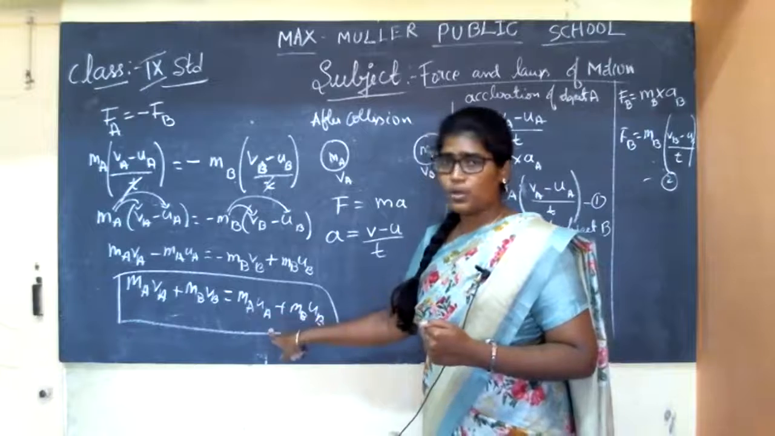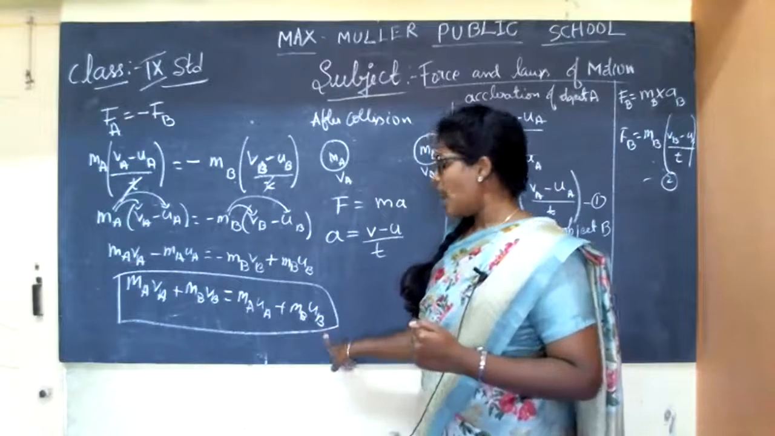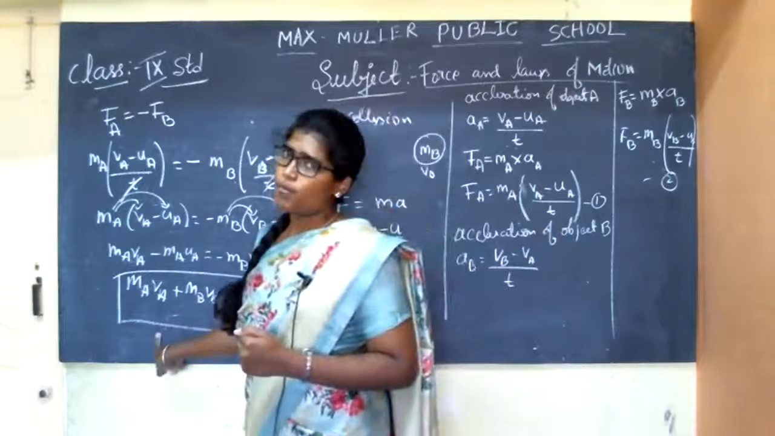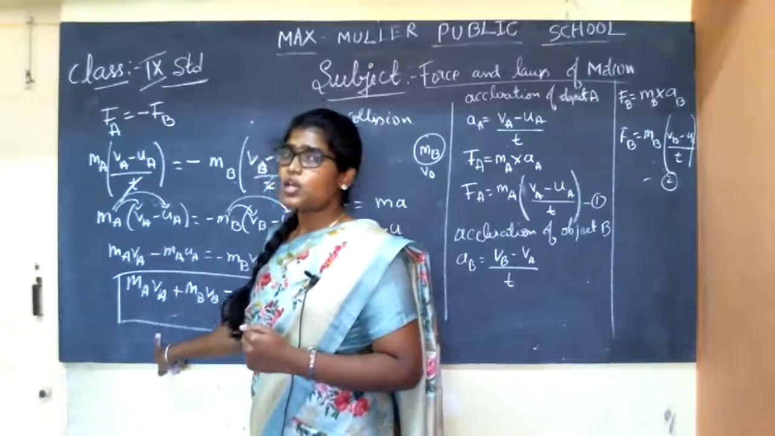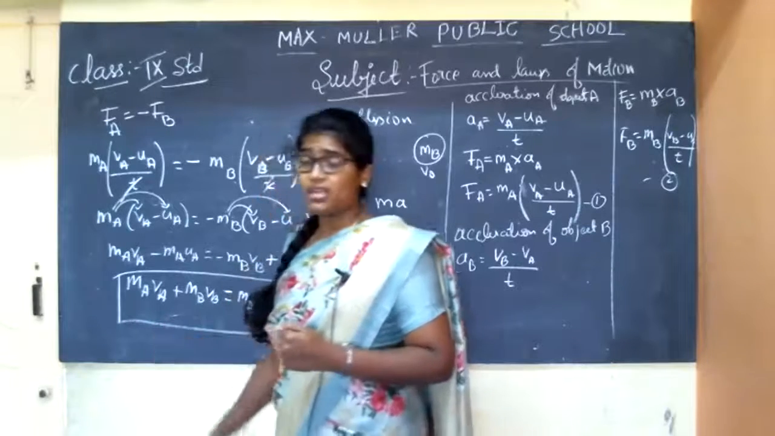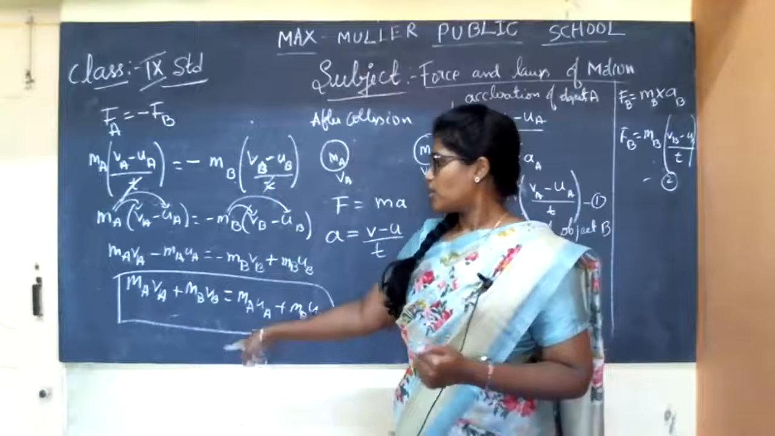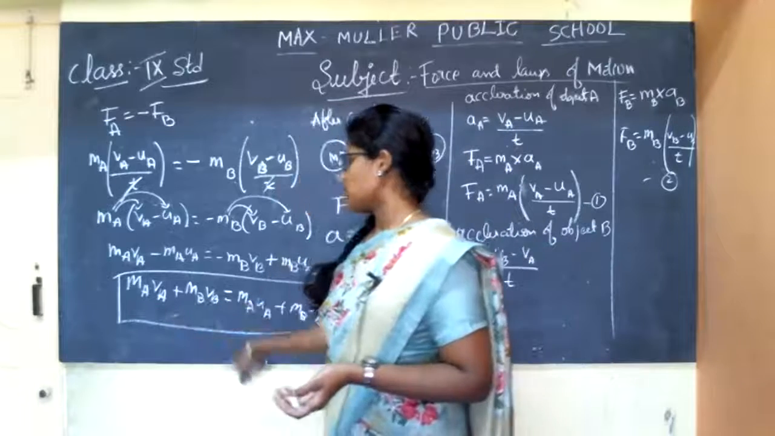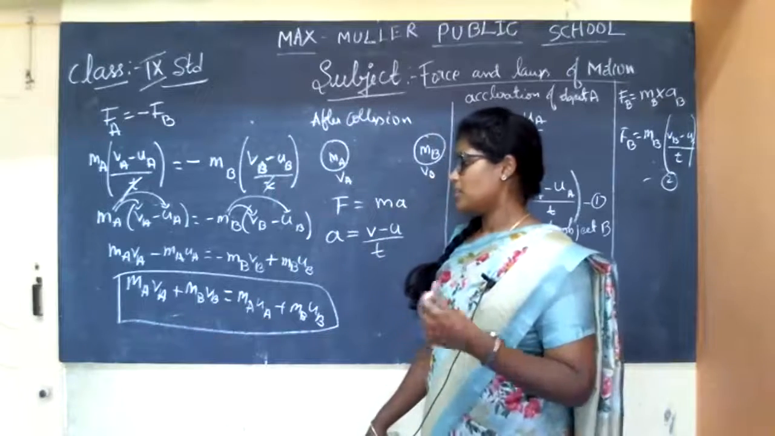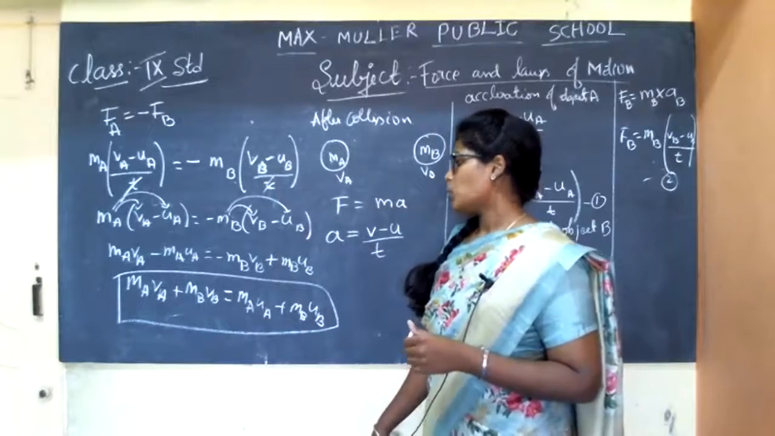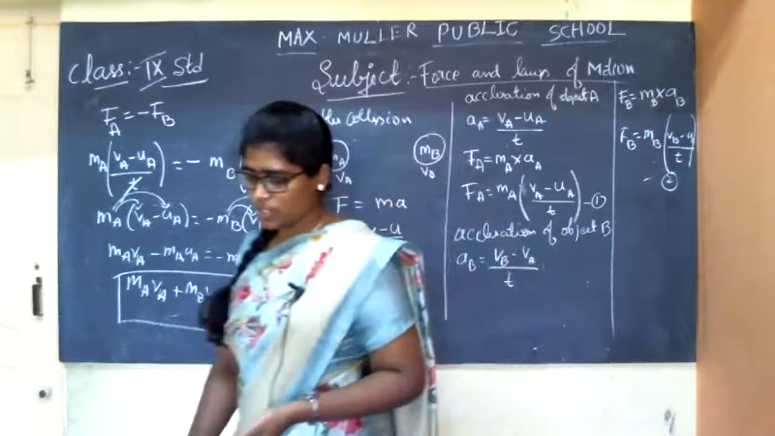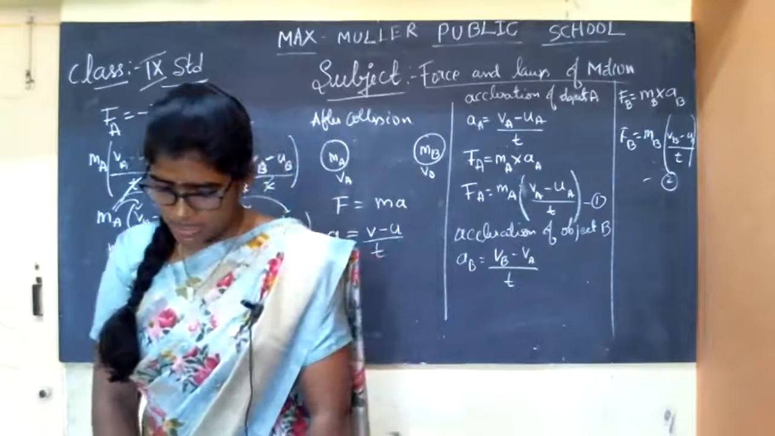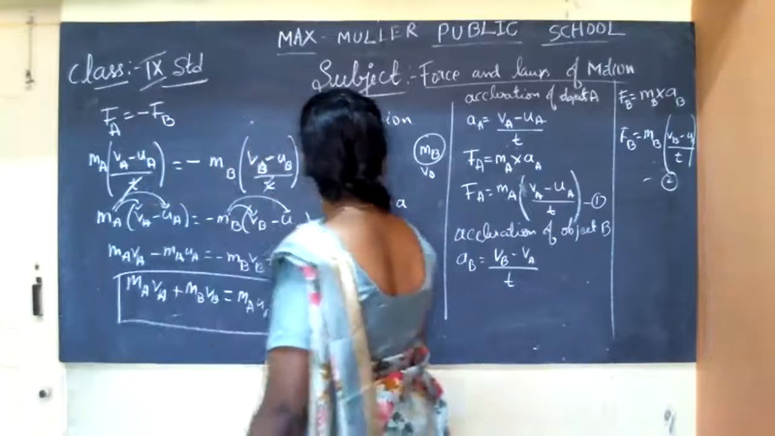So it is MAUA plus MBUB, and here also it is sum of momentum after collision. After collision, the velocity is represented as VA and VB, correct? Then you are going to say it is MAVA plus MBVB is equal to MAUA plus MBUB. Clear, children? So this completes your chapter, that is force and laws of motion.